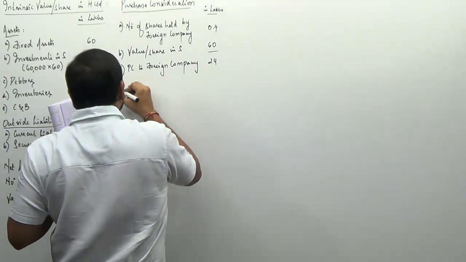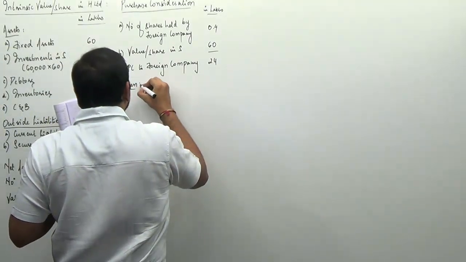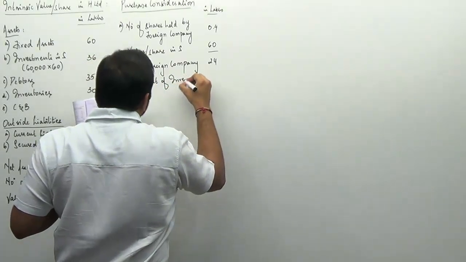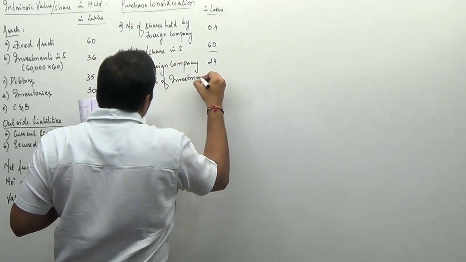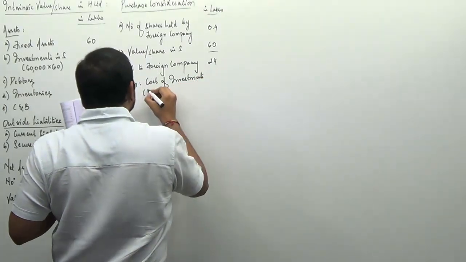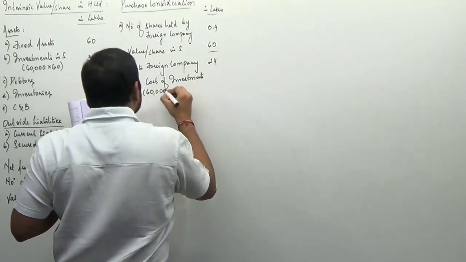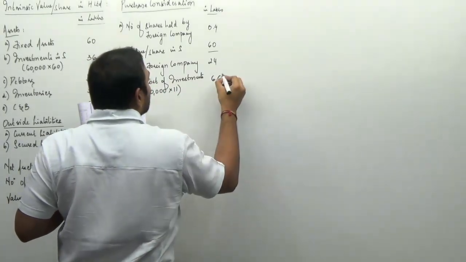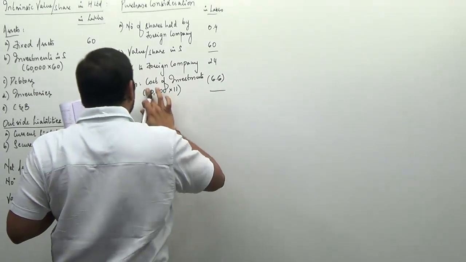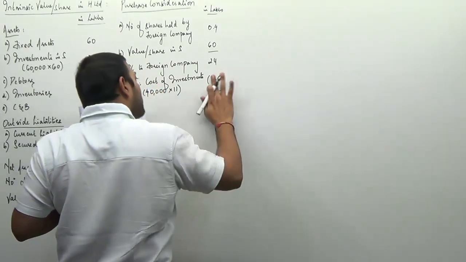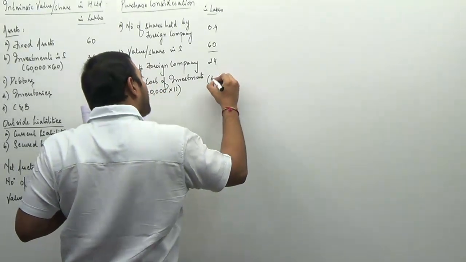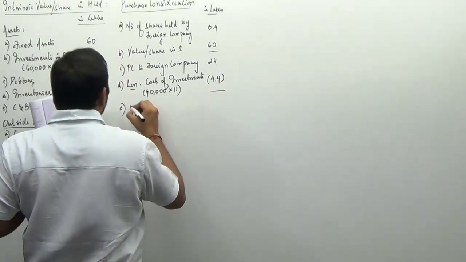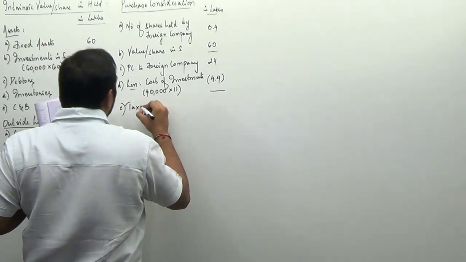So less cost. Cost of investments acquired at 11 rupees. Oh, I'm sorry, 40,000 shares into 11, 4.4, I'm writing in lakhs. Taxable profits.